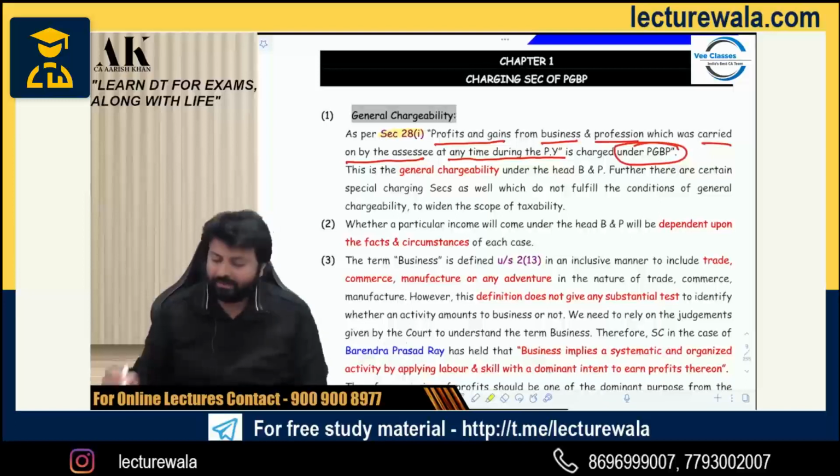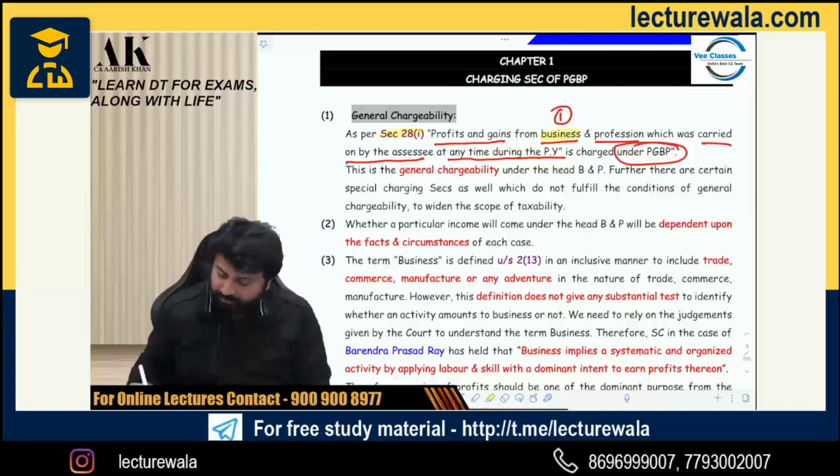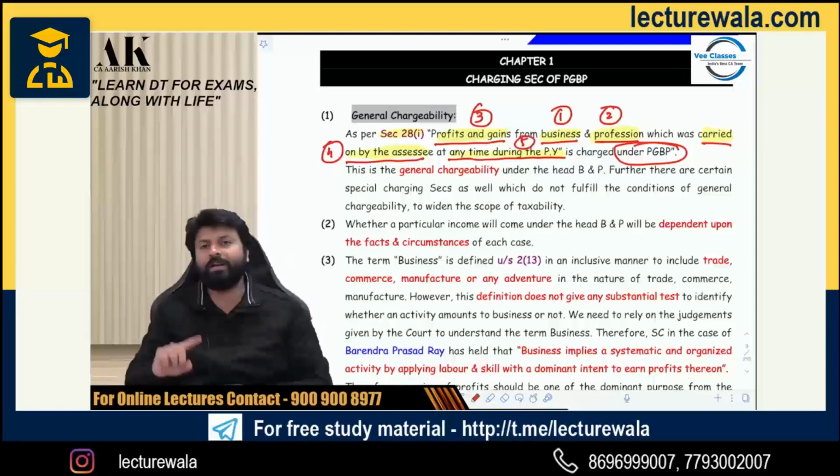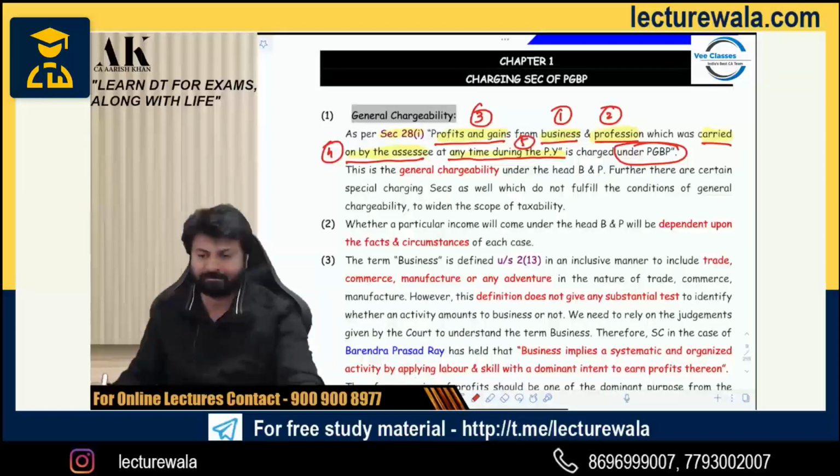What all things do we have to fulfill? We have to find out what is business, point number 1. We have to find out what is profession, point number 2. We have to find out what is profits and gains, point number 3. We have to find out carried on by assessee, point number 4. And we have to find out at any time during the previous year, point number 5. If you guys want to underline and highlight, you can do so.